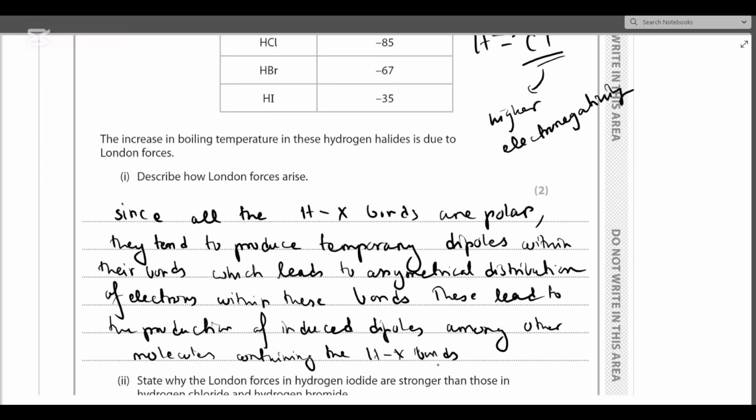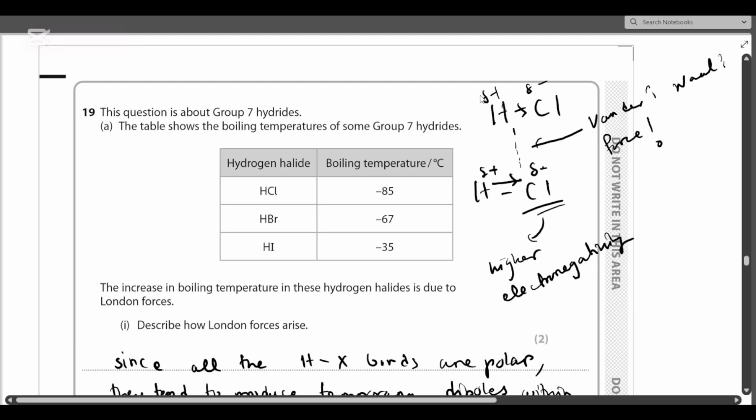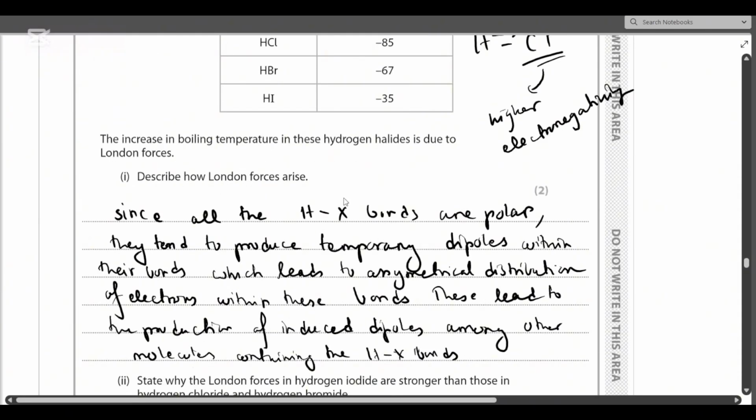HX bonds. So basically what they're trying to say is that since a temporary dipole is produced, another molecule consisting of this bond is basically going to produce an induced dipole. Basically, the dipole here is going to induce a force of attraction to another dipole from another molecule of the same type. And this induced dipole is going to give rise to van der Waals force, or in other words, London forces.